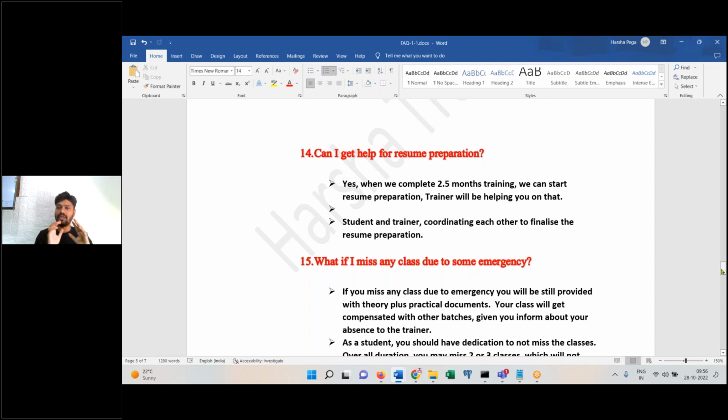But I'll tell you one thing. You don't need to wait till 3.5 months to prepare your resume. So listen to me carefully. For freshers, you start preparing your resume once we finish 2 months of training. It will not take more than 15 days, correct? And we stop there. Add this project as a case study. You start applying for the job at 2.5 months itself. You don't need to wait for 3.5 months.